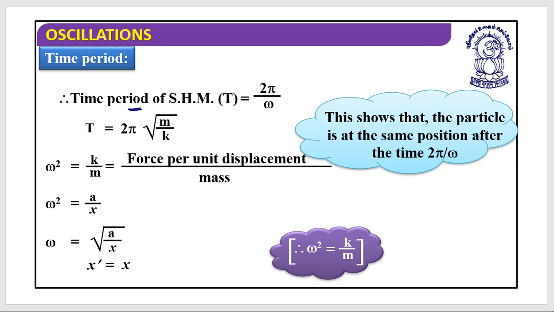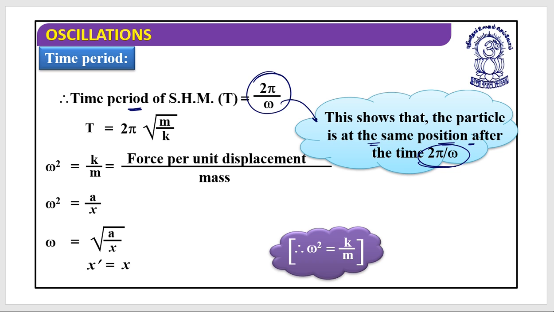That means the time period of an SHM is T = 2π/ω. This means that the particle is at the same position, and it is going to repeat itself after the time period of 2π/ω.